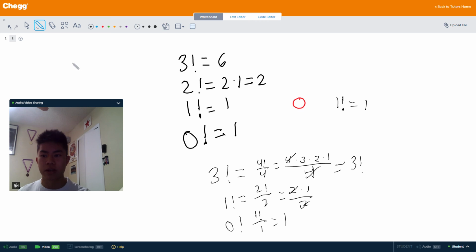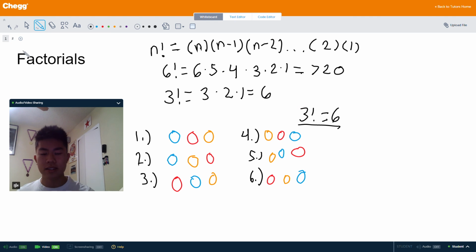Alright, and those are just some things you can do to convince yourself that I'm not lying to you, that 0 factorial is 1. Alright, and that's all there is to factorials. They're very easy to find. Some interesting properties: I told you that 0 factorial is 1. And also factorials are very rapidly growing. They grow faster than exponential functions, in fact. So if you have a factorial, it's probably going to be a very big calculation if the number's bigger than, say, 10 or so.